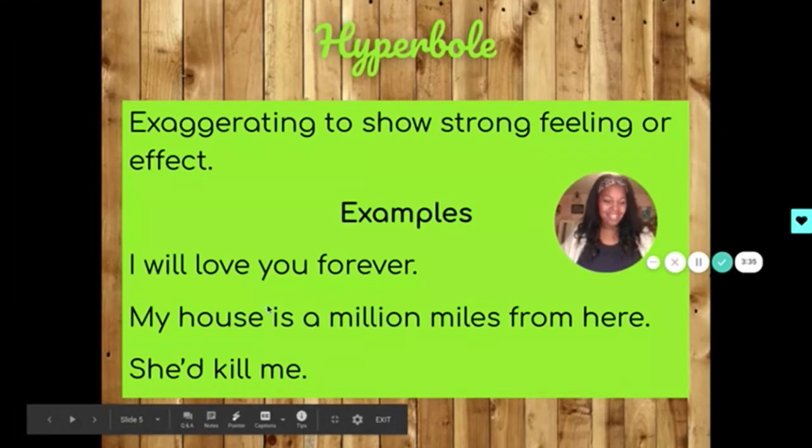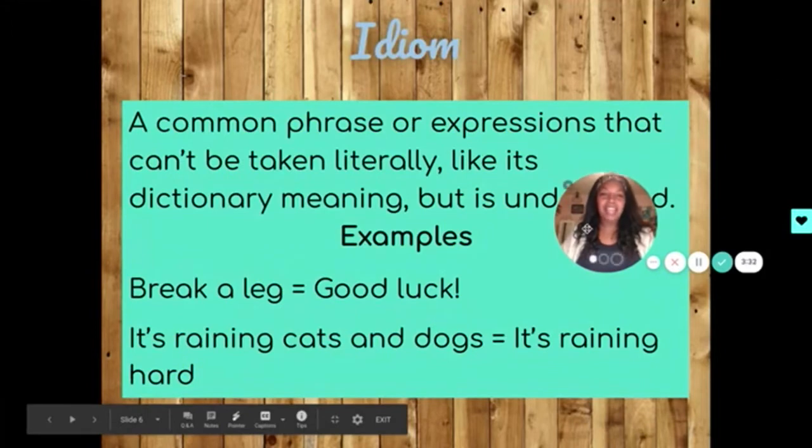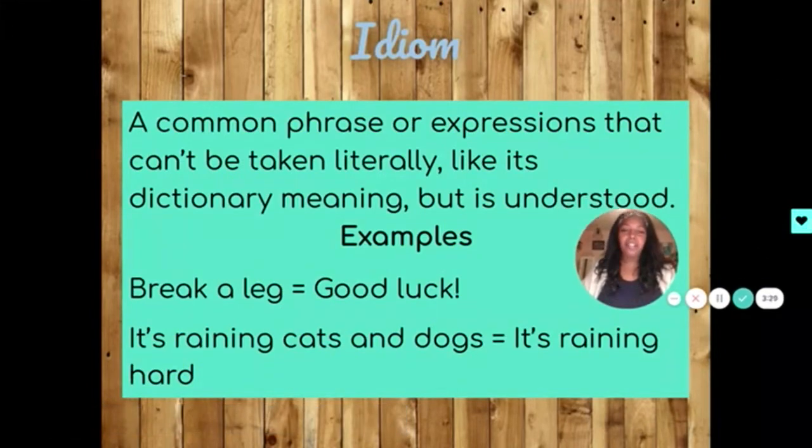All right. Next, we have an idiom. Idioms are used as a common phrase or expression that can't be taken literally, like its dictionary meaning, but it's understood. So these are what I would say people use as a figure of speech. And culturally, what we say in America does not sound normal to other people. And that's usually what happens with idioms. They can get lost in translation.